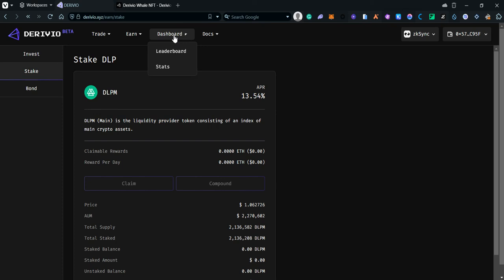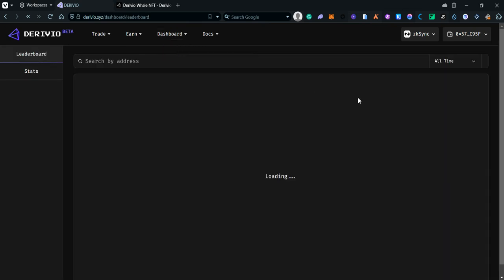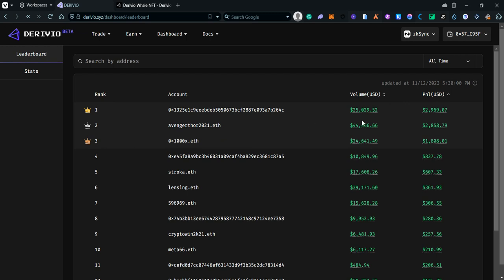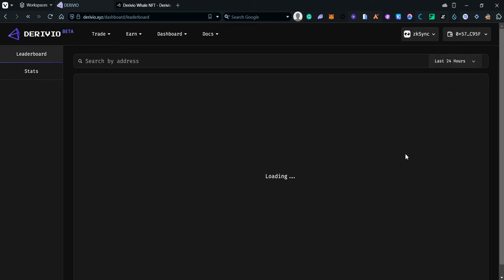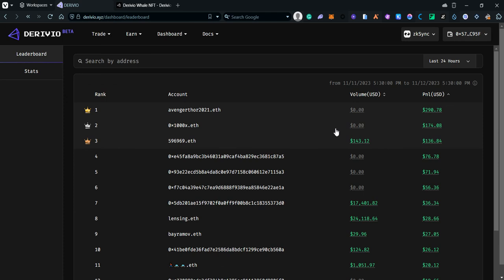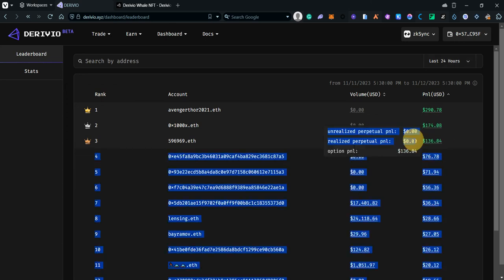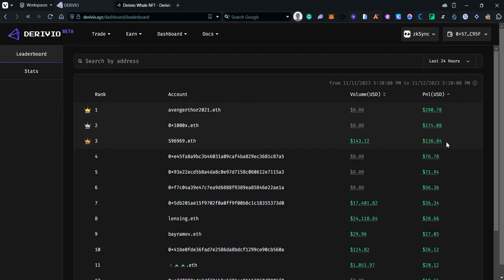they have the dashboard, which is the leaderboard, so you can check all the traders and their stats. They have number one with volume 25,000 and P&L almost 3K, so pretty good. And this is all time. You can check also the last 24 hours. Probably there is not a lot of trading. Let's see if this loads. Yeah, volume is at zero and 209. Okay, so I'm guessing that position was already open and then he closed it at 290 profit. Next one here, $143 and a profit of 136. Not bad. Hey, that's pretty good. Probably he used a lot of leverage because that is almost doubling the amount. So that is pretty crazy.